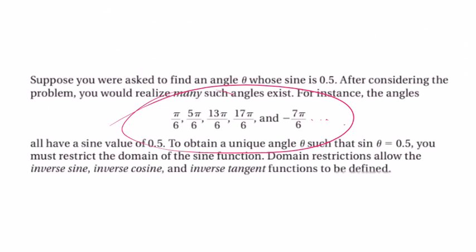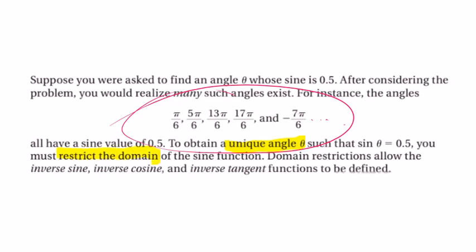So, suppose you were to find an angle theta whose sine is 1/2. After considering the problem, you realize there are many such angles. For example, pi over 6, which is 30 degrees, 5 pi over 6, which is 150 degrees, and so on. All of them have the sine value of 1/2. To get a unique angle theta, such that the sine of theta equals 1/2, you must restrict the domain.